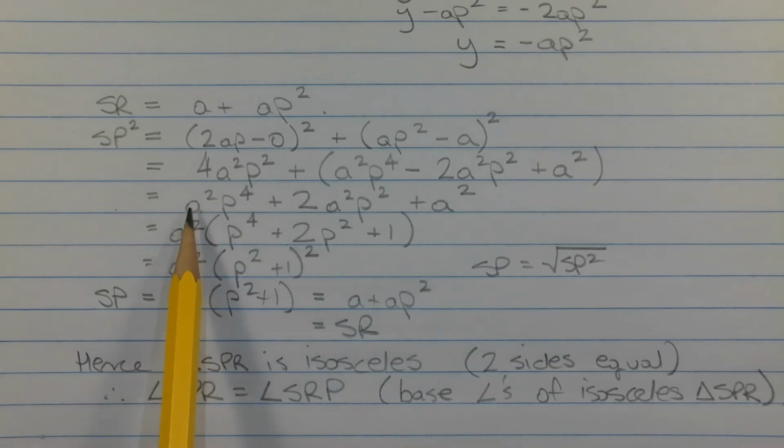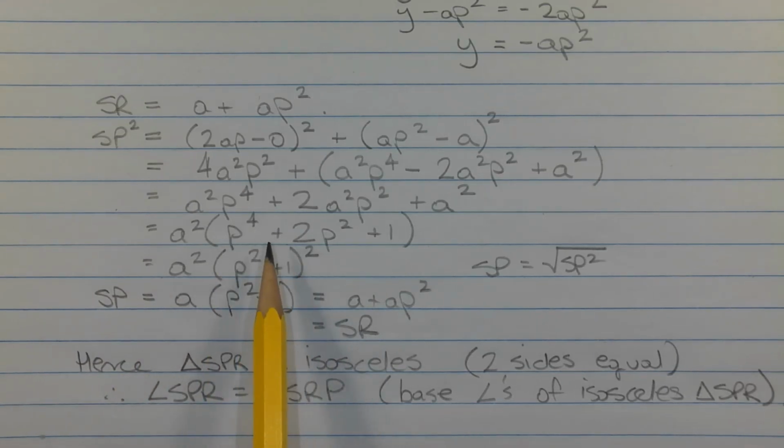Now we can factorize out a² from these three terms, and we get a²(p⁴ + 2p² + 1). This is a perfect square in expanded form, so we can factorize what's in brackets, and we get a²(p² + 1)². Now the length of SP is equal to the square root of SP² that we just found. So taking the square root of a²(p² + 1)², we get SP = a(p² + 1). Expanding the brackets, we get a + ap², which equals SR.